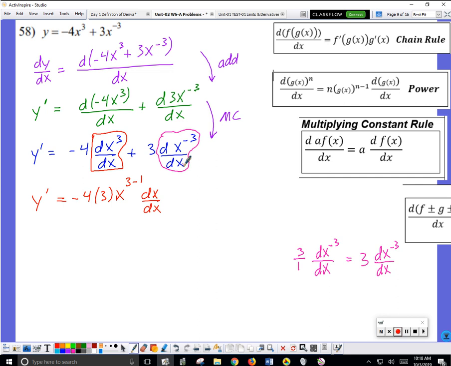Cool. This becomes plus. There's the 3. Bring down the -3. x, -3 minus 1, d of x over dx.